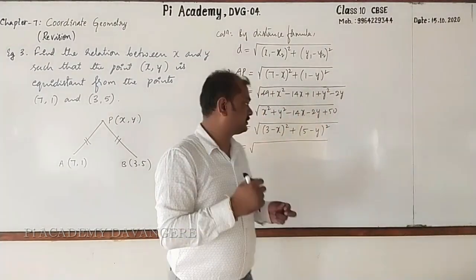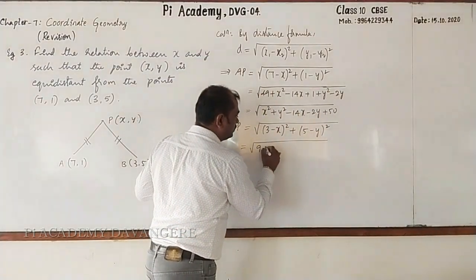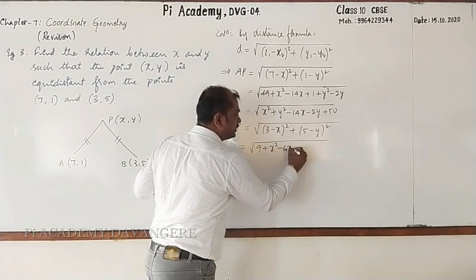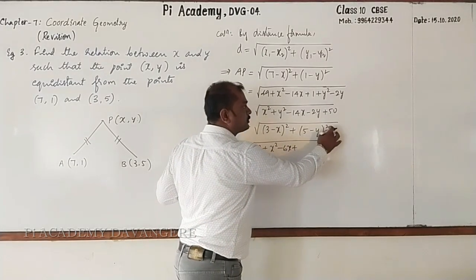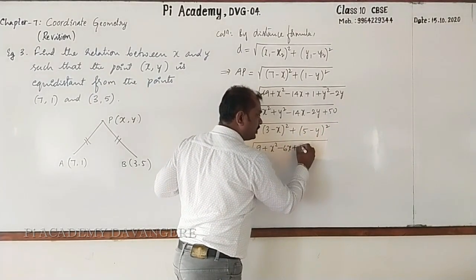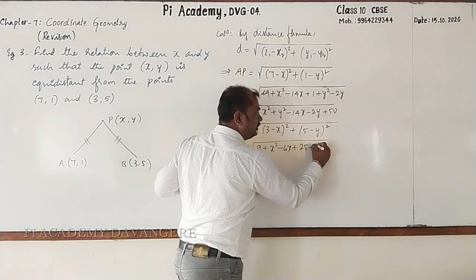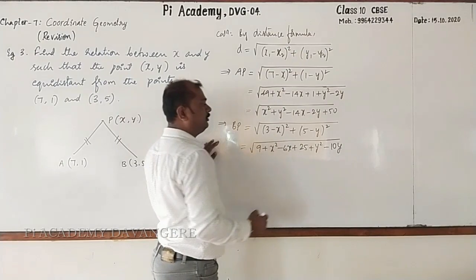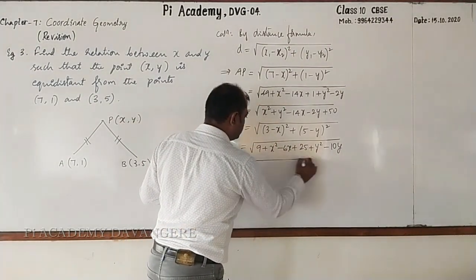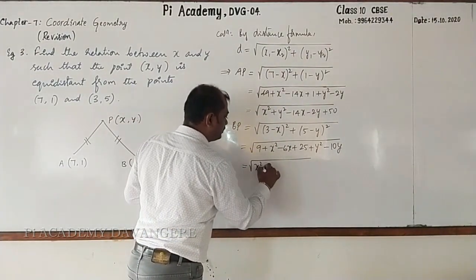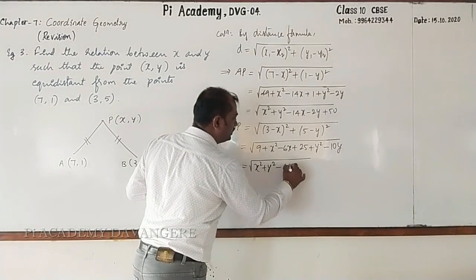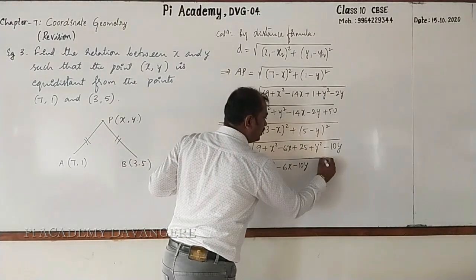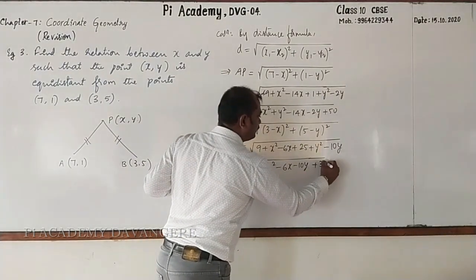3 minus x whole square: 3 square is 9, plus x square, minus 2ab, 2 into 3 into x, 6x. Plus 5 minus y whole square: a square, that is 5 square is 25, b square is y square, minus 2ab, 2 into 5 into y, this is 10y. This is equal to square root of x square plus y square minus 6x minus 10y. Then here 9 plus 25, how much? This is 34.